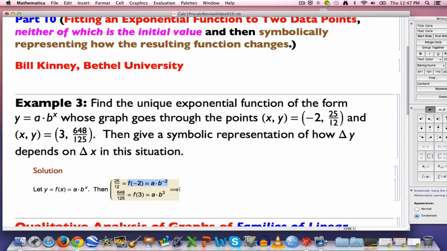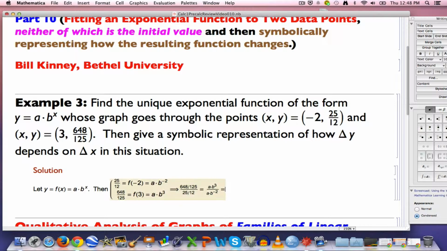It's the first one. So we would get, what with the numbers? We'd get the fraction 648/125 divided by the fraction 25/12. Of course, when you divide fractions, you have to multiply by the reciprocal of the one you're dividing by. That'll equal a fraction that I get when I take a times b to the third and divide it by a times b to the negative 2 power.